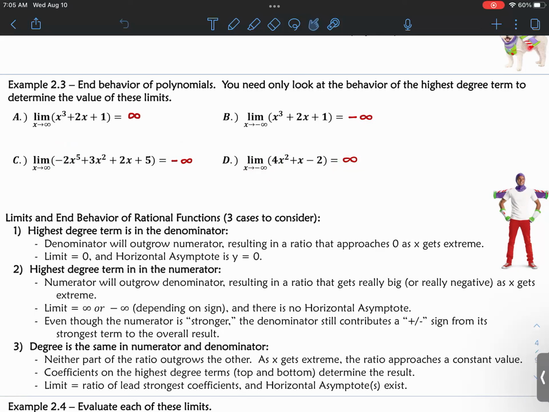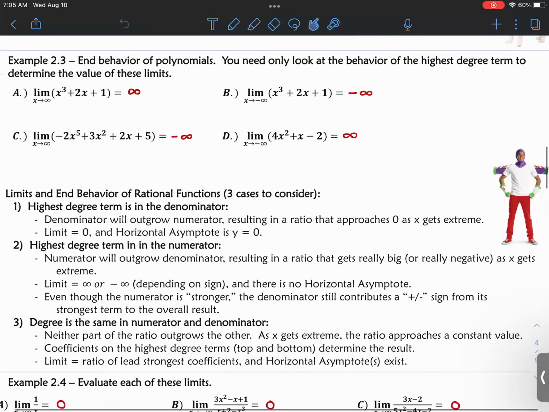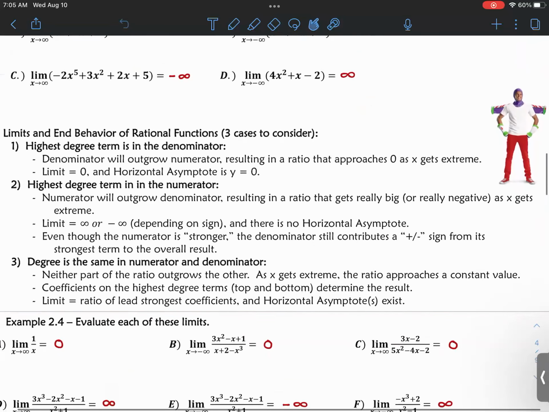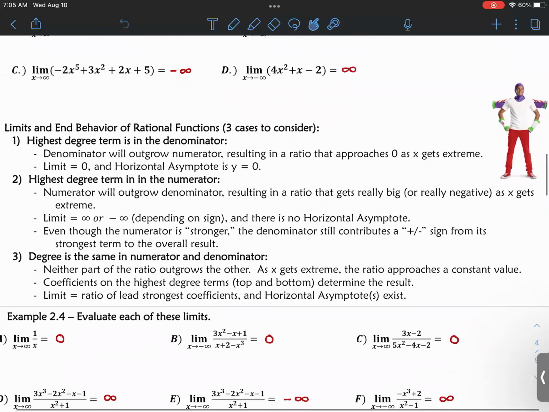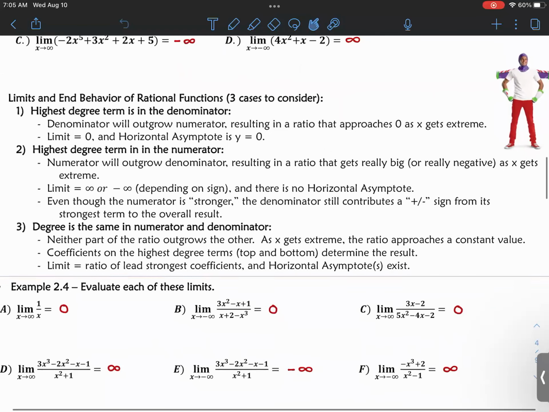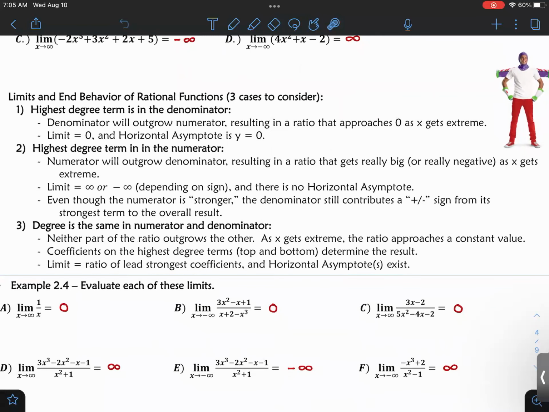Okay, so that's generally pretty simple with polynomials. What's a little more interesting are what we call rational functions. Rational as in ratio, as in fractions. So talking about functions that look like maybe a polynomial over another polynomial. You can see examples down below. These are a little more complicated, but still not too bad. You do have to consider three different cases.